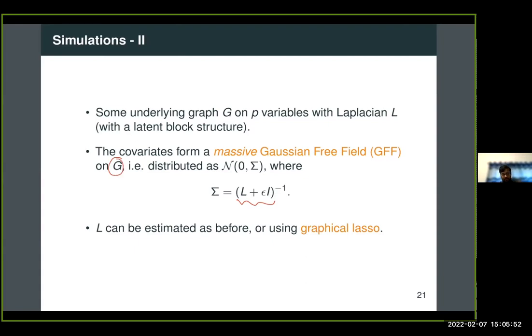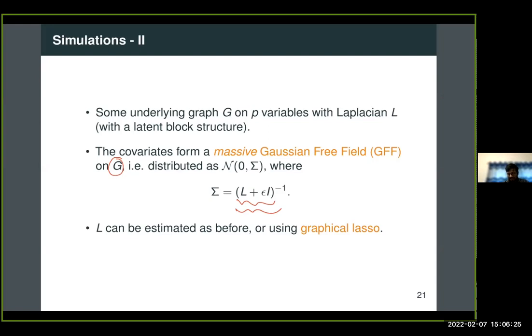So the situation is you have some graph which is coming from a stochastic block model with k equal to 4 groups. You have the corresponding Laplacian, and the explanatory variables are generated from a Gaussian distribution with this as the covariance matrix. So essentially, you're sampling from the Gaussian free field on this graph. In this case, again, the sample covariance matrix is not a good estimate. You can estimate it using various techniques.